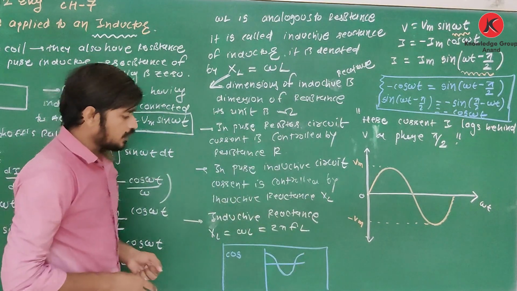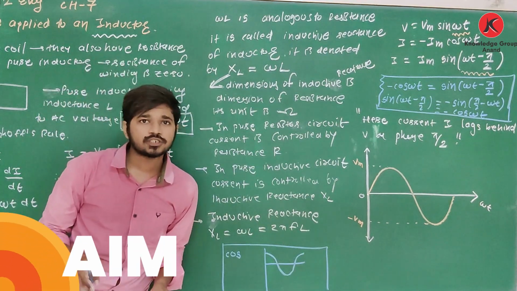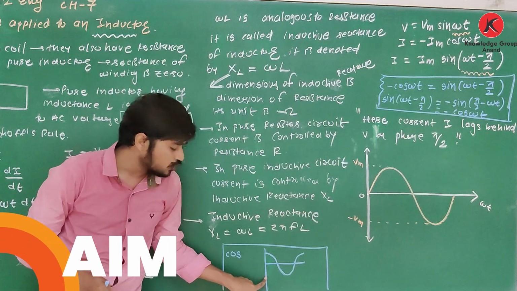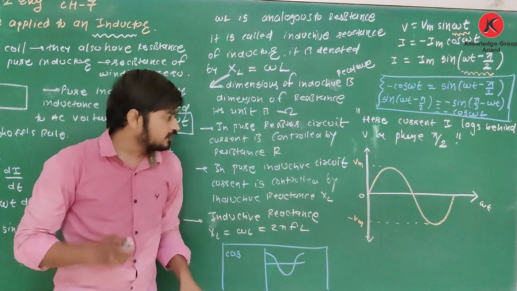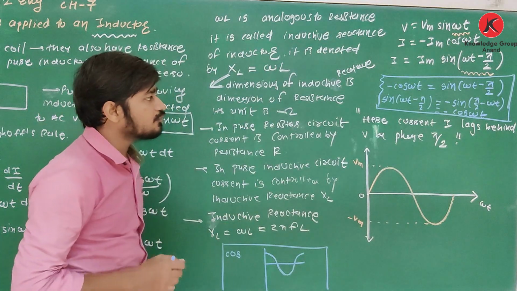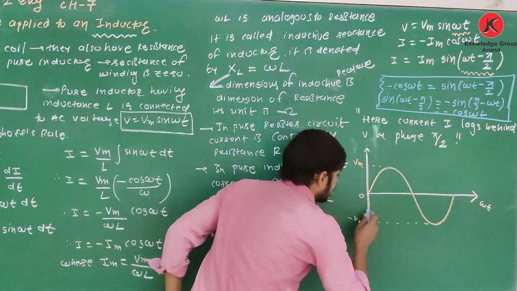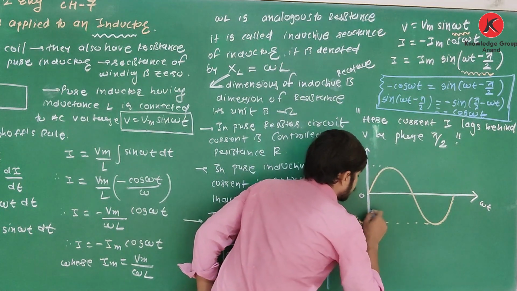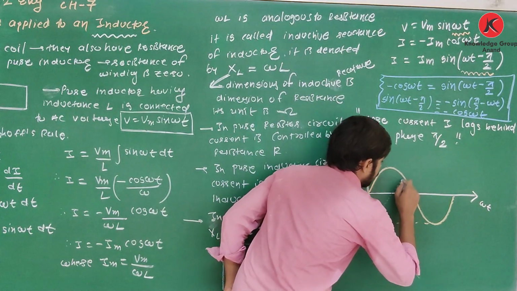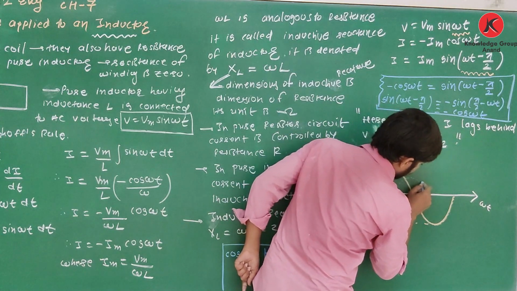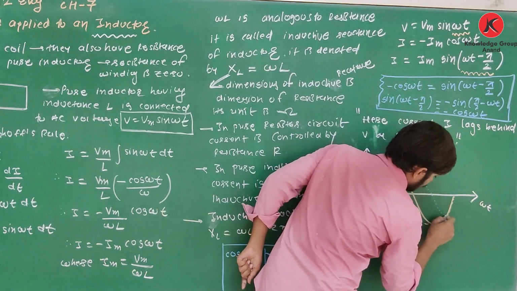Yes or no? So, what is the graph of minus cos? Obviously, starting from this lower point. Yes or no? Yes it is. So what is the graph of minus cos? As I is equal to minus Im cos omega t. So yes, from this point I will start. From this point I will start. See, here it is like this.